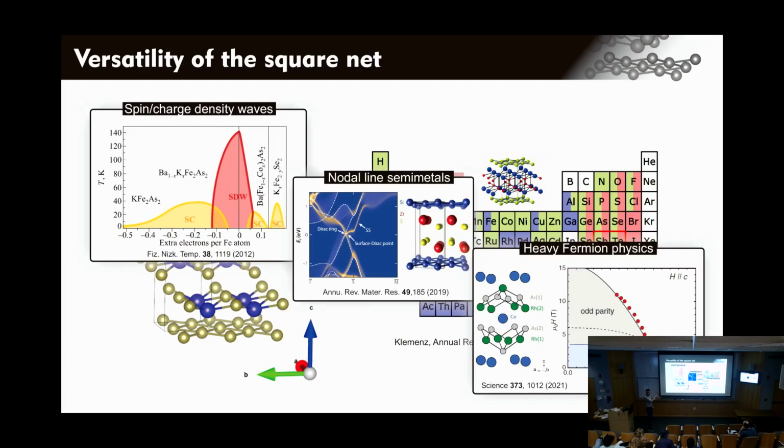Okay, here are some greatest hits of this structural motif. The arsenides, these iron-based superconductors: as you tune the number of electrons per iron atom through chemical substitution, you can tune the ground state from a spin density wave to superconductors on both sides. This is very similar to the cuprates, and maybe you could even put the cuprates in this family.